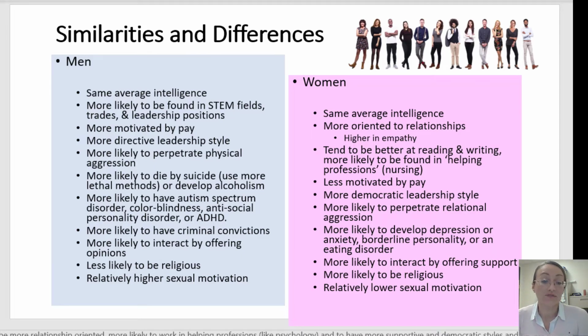Men are more likely to be found working in STEM fields. That stands for science, technology, engineering, and mathematics. Or leadership positions. They have more directive or task-based styles and are more motivated by pay. They're more likely to have autism spectrum disorders, ADHD, antisocial personality disorder, and criminal convictions, to have substance use disorders or die by suicide. They're less likely to be religious and more likely to perpetrate physical aggression.